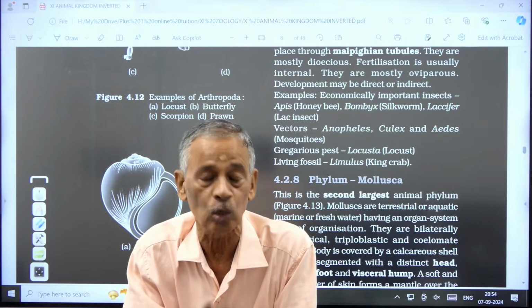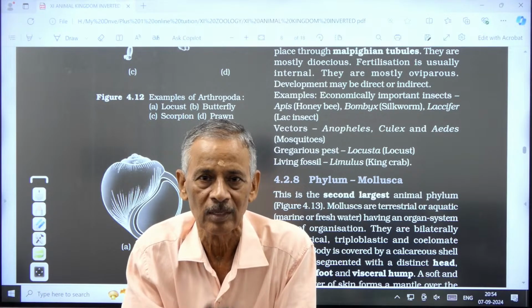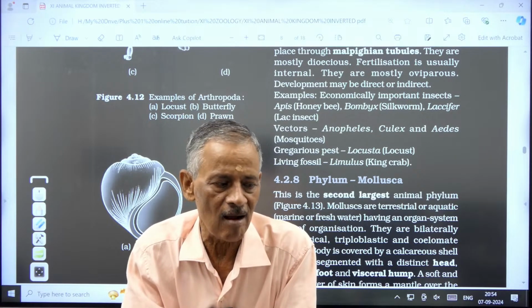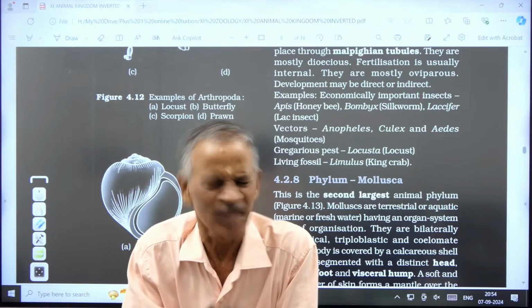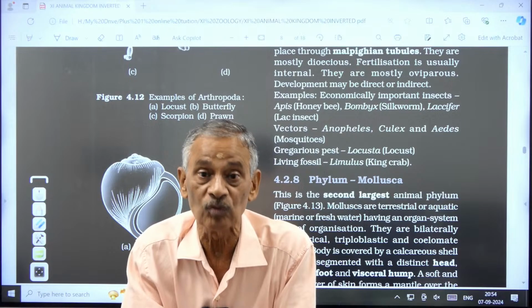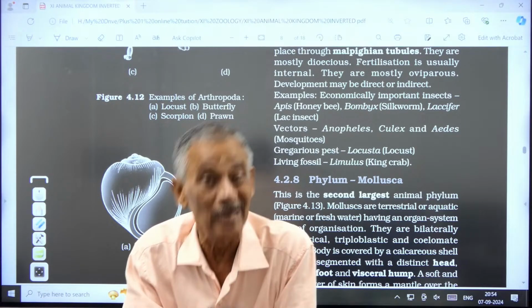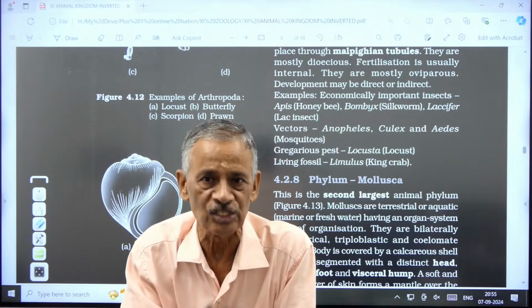Because they have not undergone any change since their evolution. That is why they are called living fossils. They have undergone no change. This Limulus came to this world almost 120 million years ago, and since then they have not undergone any change.